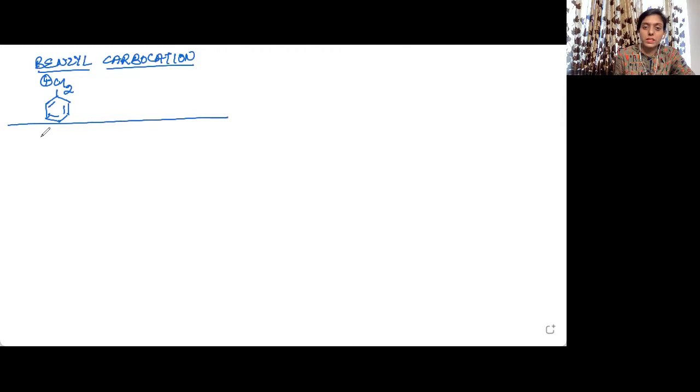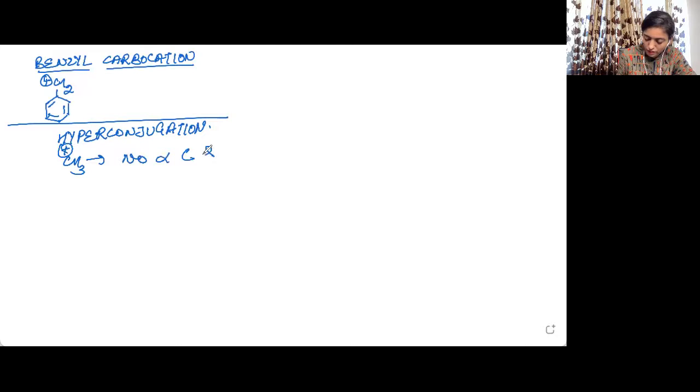The second way of explaining the stability of the alkyl carbocations is hyperconjugation. Greater the number of hyperconjugating structures, greater will be the stability. In the methyl carbocation, there is no alpha carbon and hence no alpha hydrogen, so no hyperconjugation will be possible. In the primary carbocation, there are 3 alpha hydrogens, so 3 hyperconjugating structures are possible.